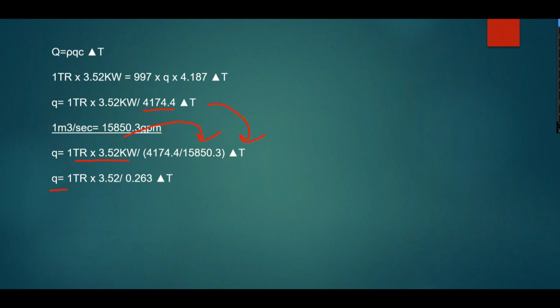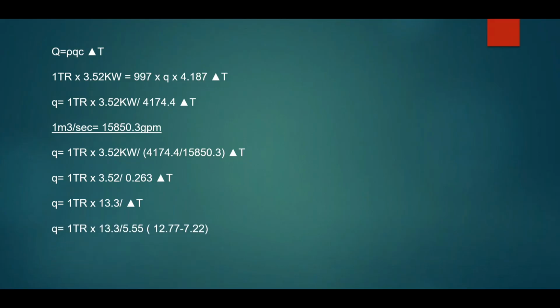So Q is equal to 110 into 3.52 divided by, if you divide these two answers, we will get 0.263, and this answer will be in the delta T. And here you can find out. So Q is equal to 110 into 13.3, because if you divide these two answers, we will get 13.3, divided by delta T.